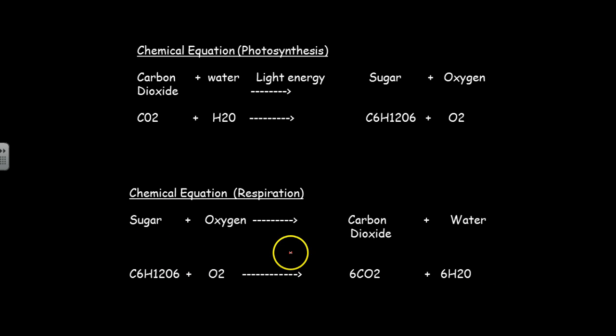Again, don't worry about this part of it because it's a little higher level. But respiration does have the chemical equation of sugar plus oxygen yields carbon dioxide and water. So those are the two different parts to photosynthesis and respiration. We're going to be doing different activities to help you further understand that.